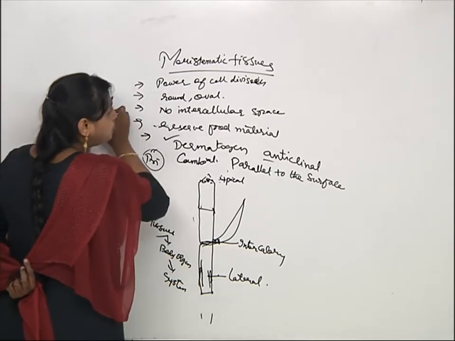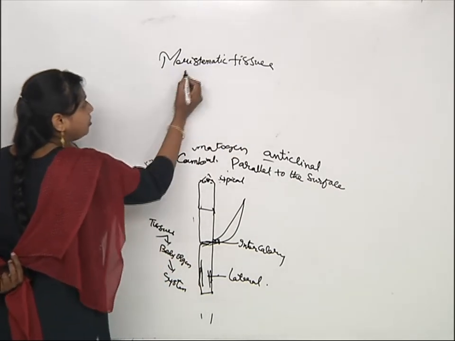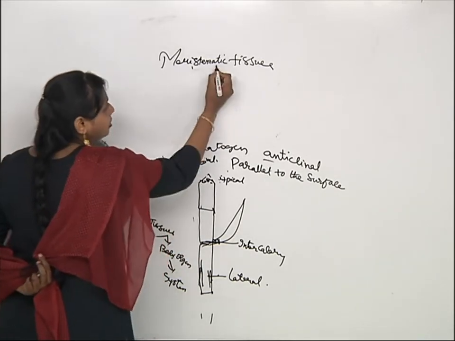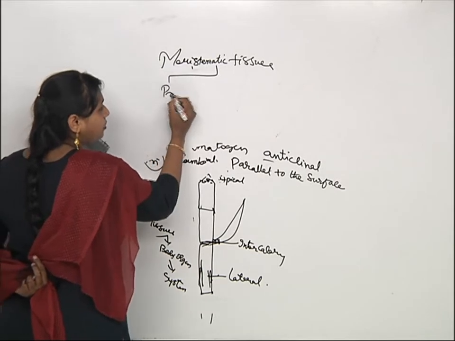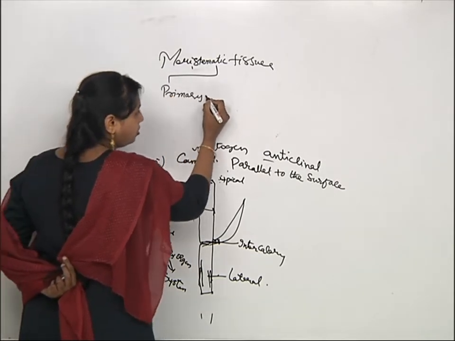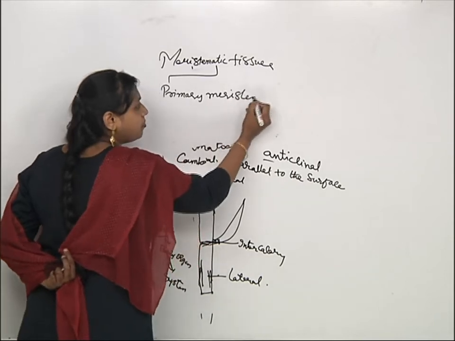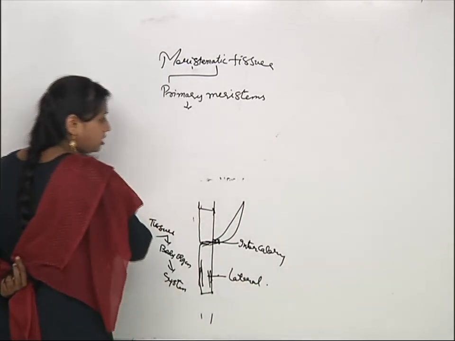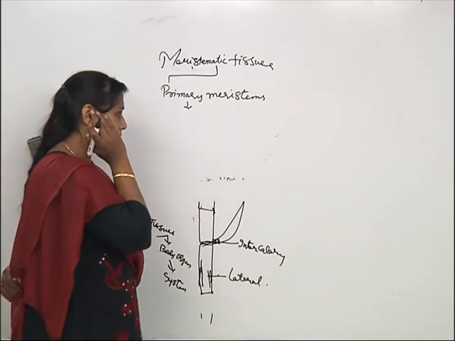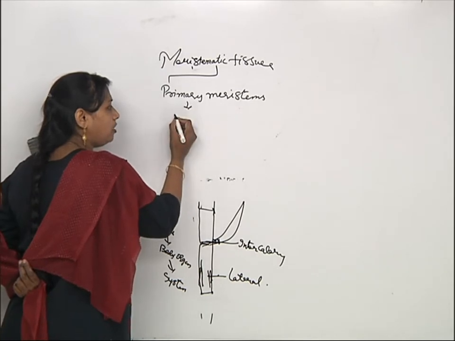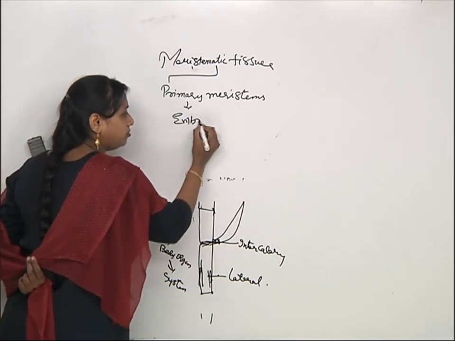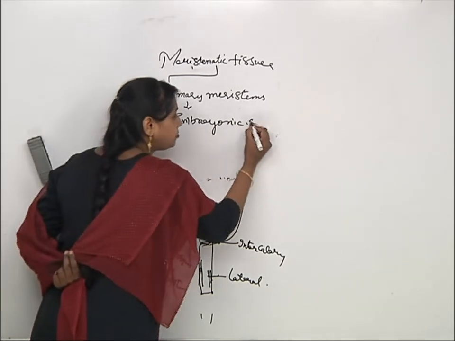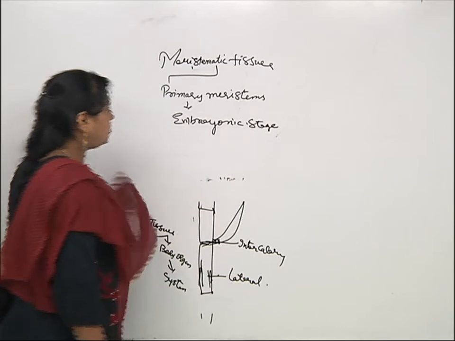Now, when we come to the types of meristems, as we said earlier, meristematic tissue is of two types. First, we will be studying the primary meristems. Now, as the name itself indicates, primary means the tissue which was developed in the primary plant body, or it is a tissue which is developed from the embryonic part of the body, the embryonic stage of the plant, and this develops in the primary plant body.